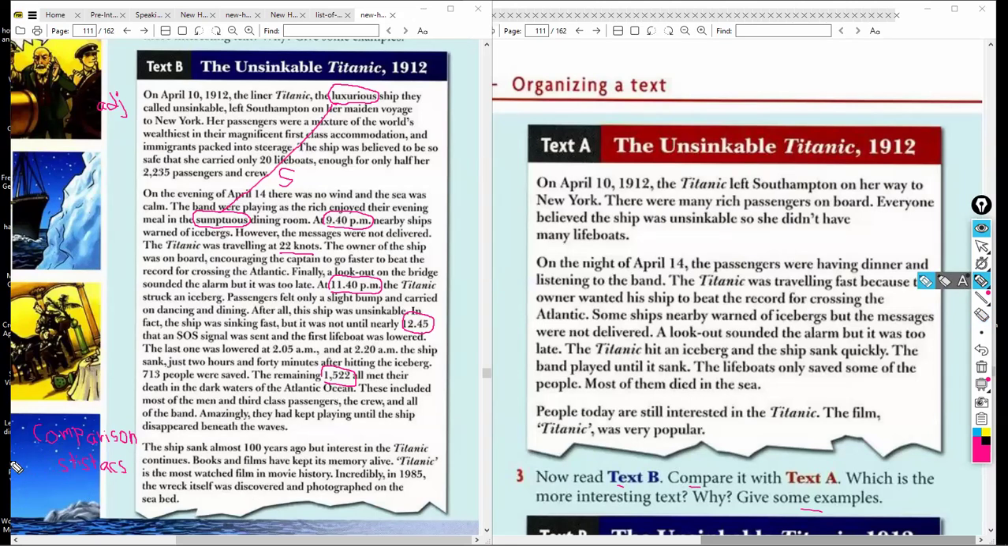Let me write it. He goes for details about the fame of Titanic: books and film have kept its memory alive. Titanic is the most watched film in movie history. Incredibly, in 1985, he also mentioned the time exactly. Mentioning the exact time. What else?